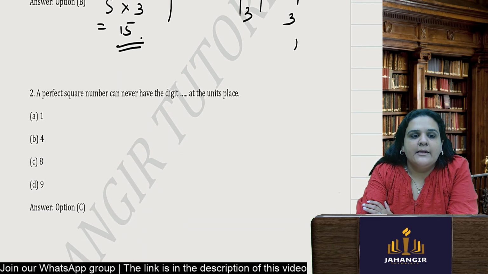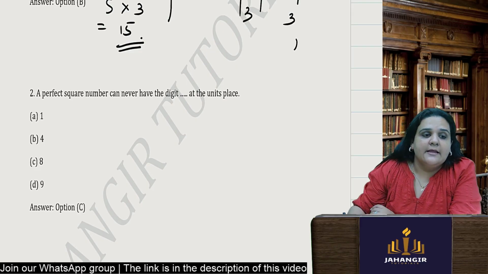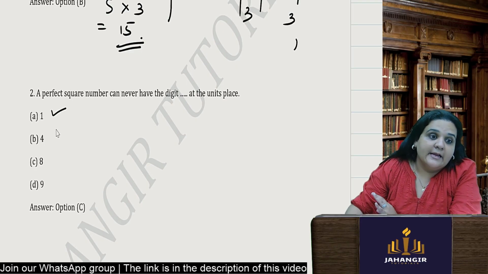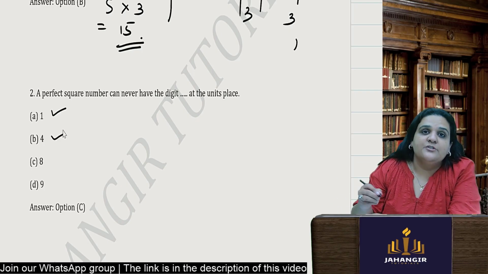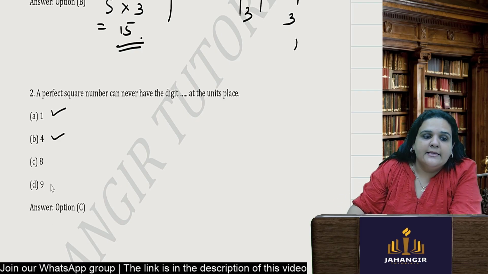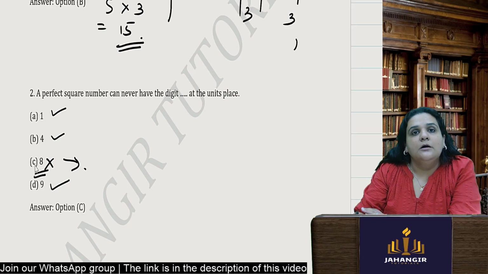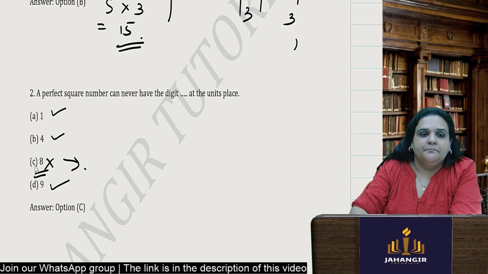A perfect square number can never have the digit 8 in its units place. It can have 1, it can have 4, because 1 is also a perfect square, 4 is a perfect square, 9 is a perfect square, but 8 is not a perfect square in itself. So you can never have this in the units place. If you have 8 in the units place, that means it is not a perfect square number.